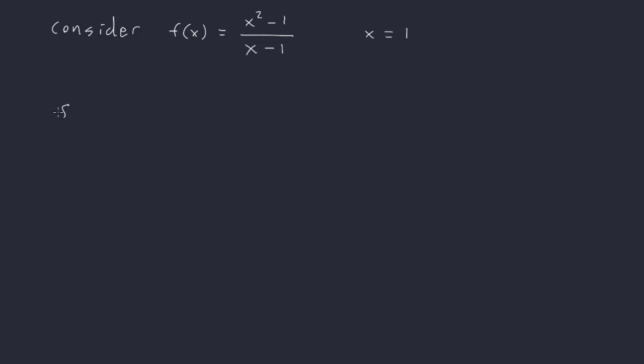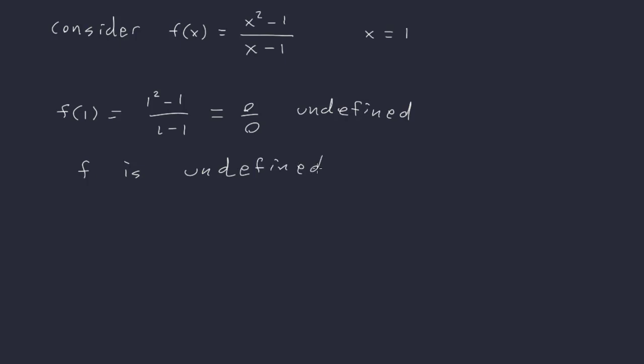So consider f of x equals the function x squared minus 1 all over x minus 1. If we just try to plug 1 in directly, we would end up with 1 squared minus 1 on top and 1 minus 1 on the bottom. This would be 0 over 0, which is undefined. So f is undefined at x equals 1.